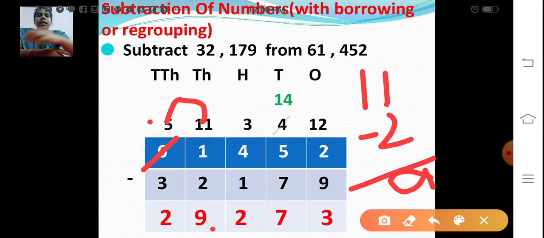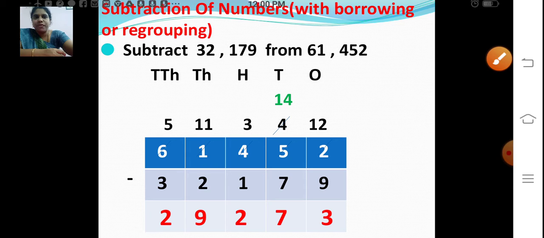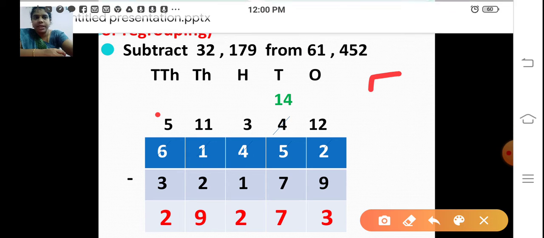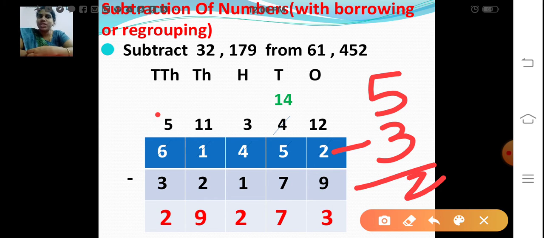9,000. Now let's subtract the 10,000 place. What number am I having? 5, right? Because I already gave 1. 50,000 minus 30,000. 5 minus 3. Start from 3. Count forward till you reach 5. After 3, 4, 5. 5 minus 3 is 2. So the answer is 29,273.